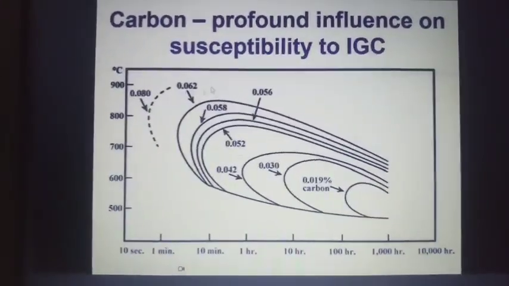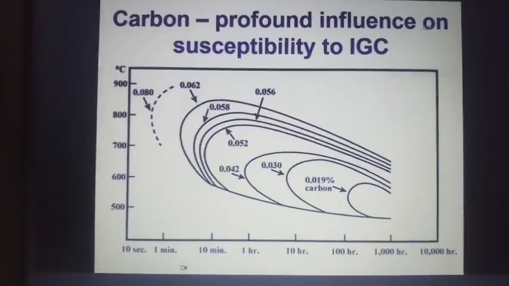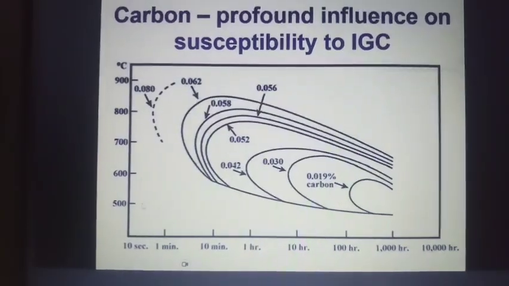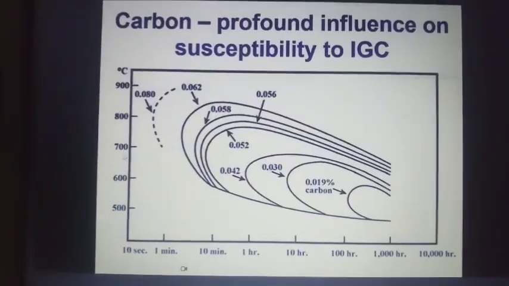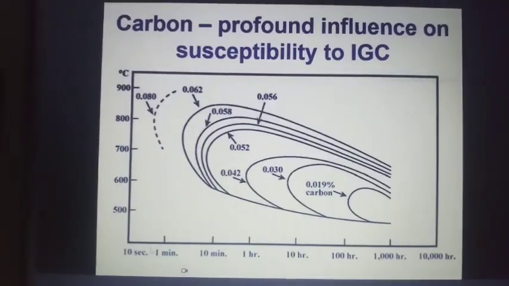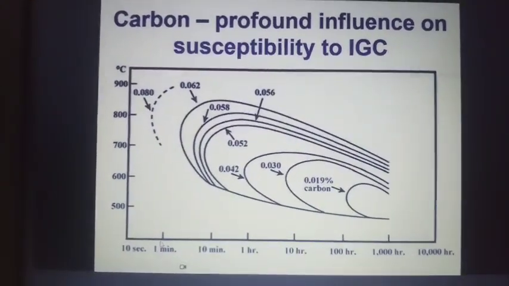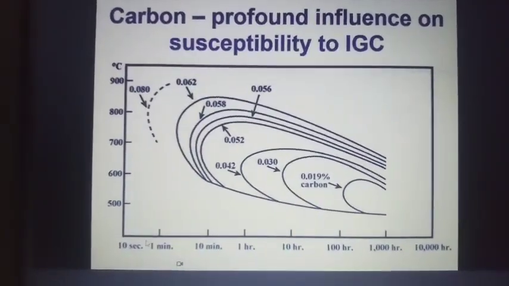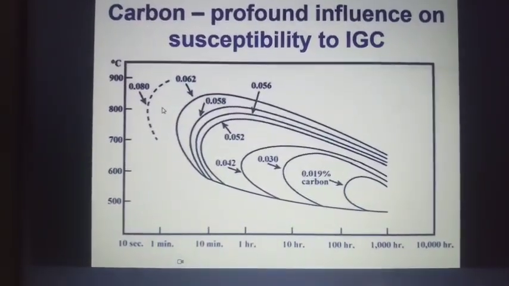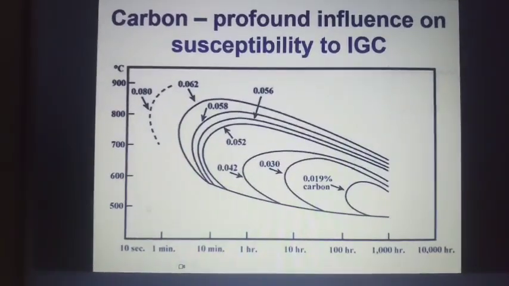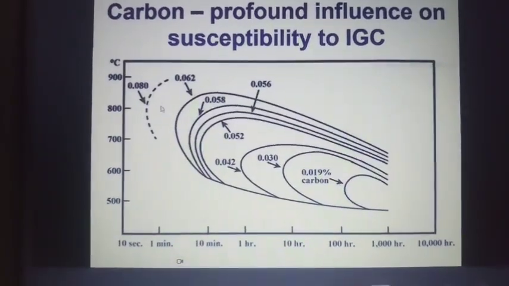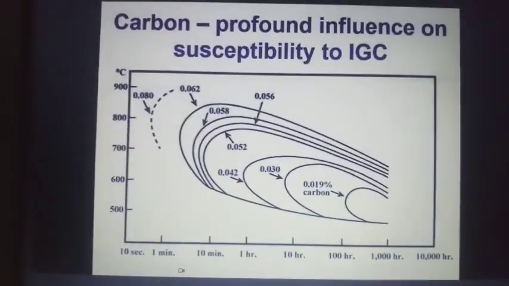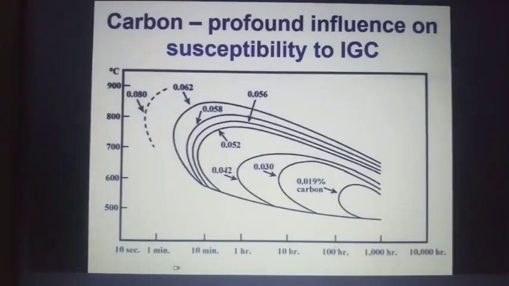So, we have seen that carbon has a profound influence on susceptibility to IGC. When you have 0.08% carbon, even when you cool from 900 to 400 degrees C, you have to cool in less than 10 seconds, like less than 30 seconds. Otherwise, you have a chance to form chromium carbide. You have to cool very, very fast. But when you have a carbon content less than 0.03, you can cool slowly in air or even take 100 hours.